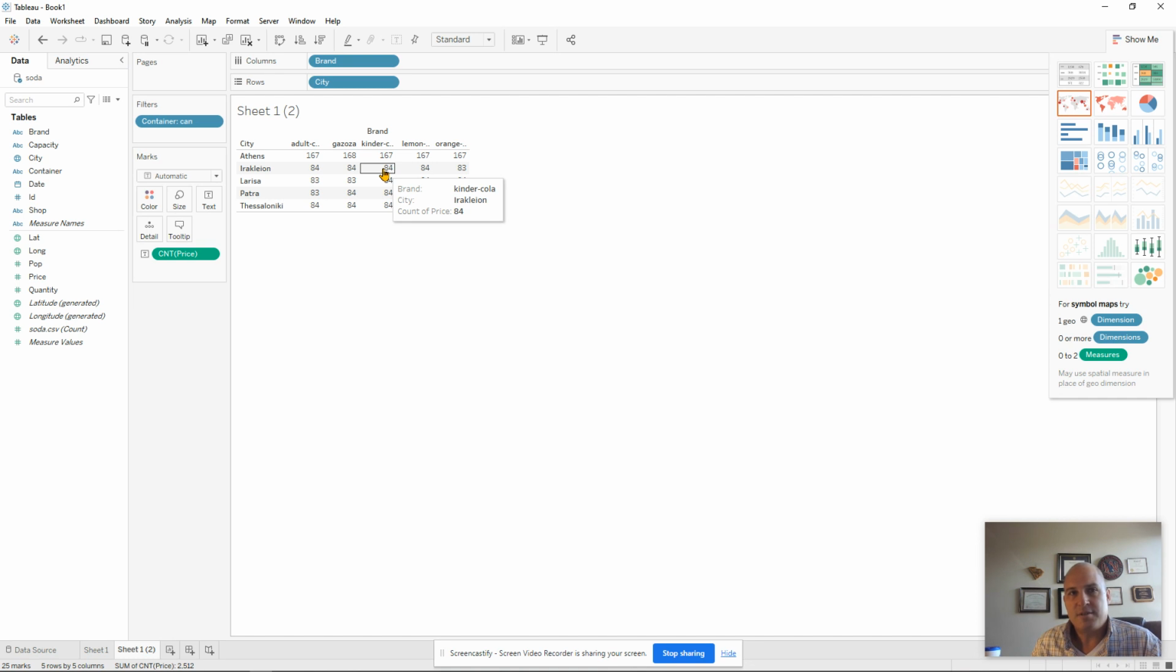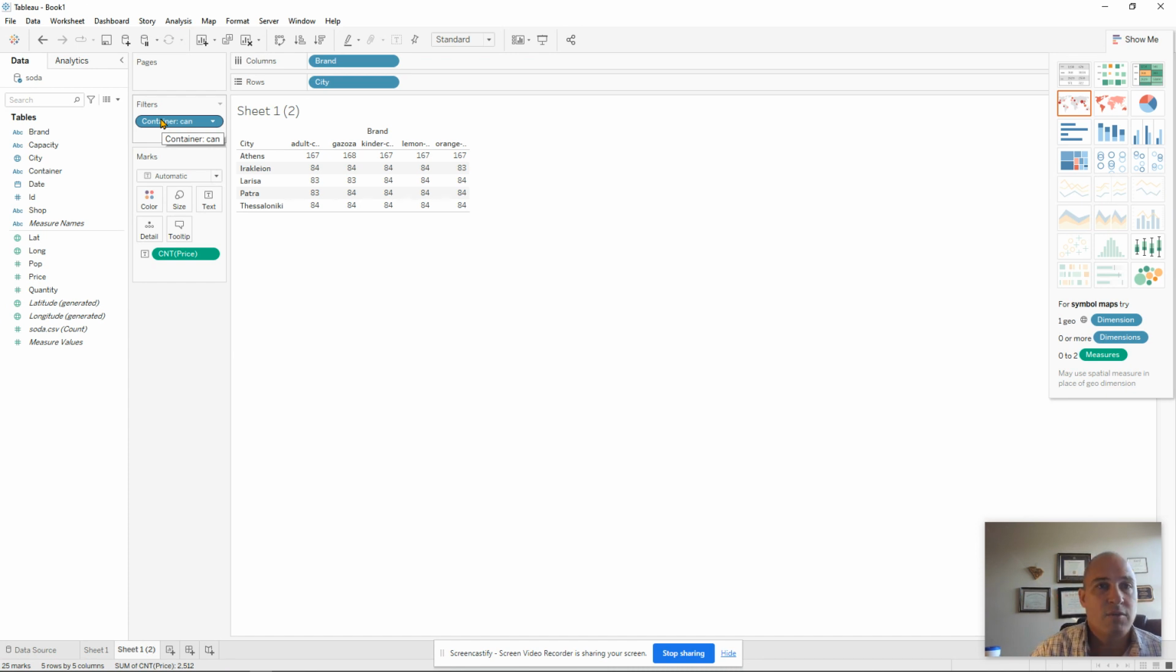84 observations, but I'd say we have variation in both price and quantity. We have 84 observations for the smallest unit of measurement here. The smallest one, again, is we're looking at within a city, within a brand, for a specific container. That's the smallest unit of sort of market. That's the actual market we're looking at.